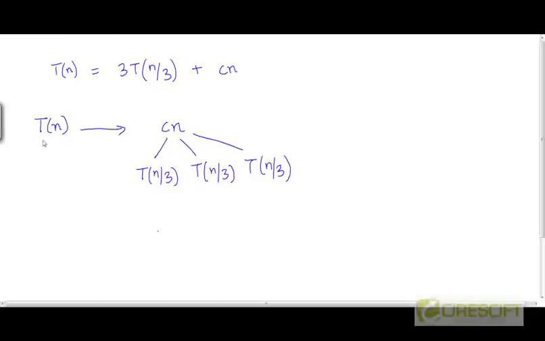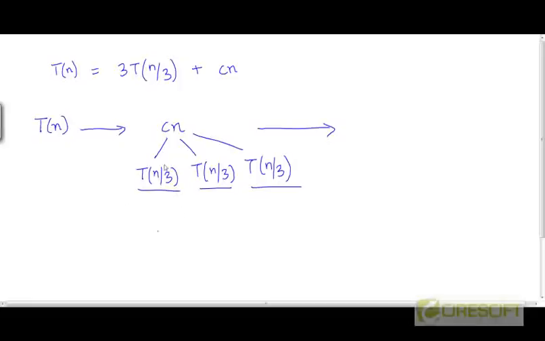Note that the value of T(n) is the sum of the values of these 4 nodes. T(n) is c·n plus T(n/3) plus T(n/3) plus T(n/3). So we are just rewriting this equation in a diagrammatic form. We can do the same by expanding these 3 nodes further to create one more level.